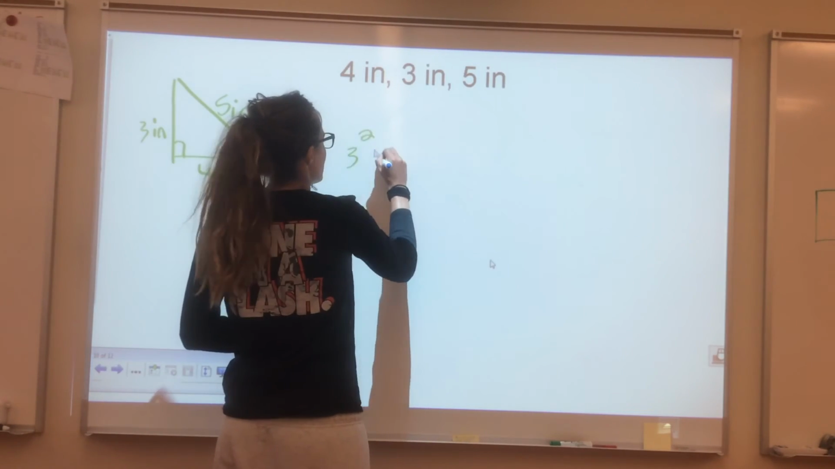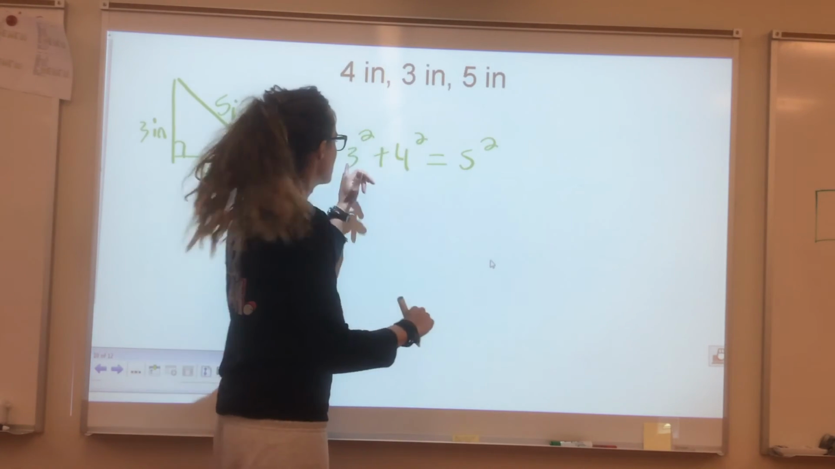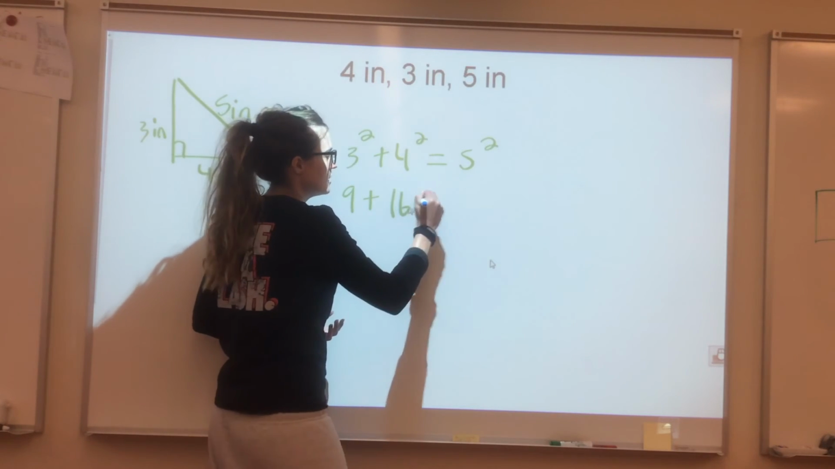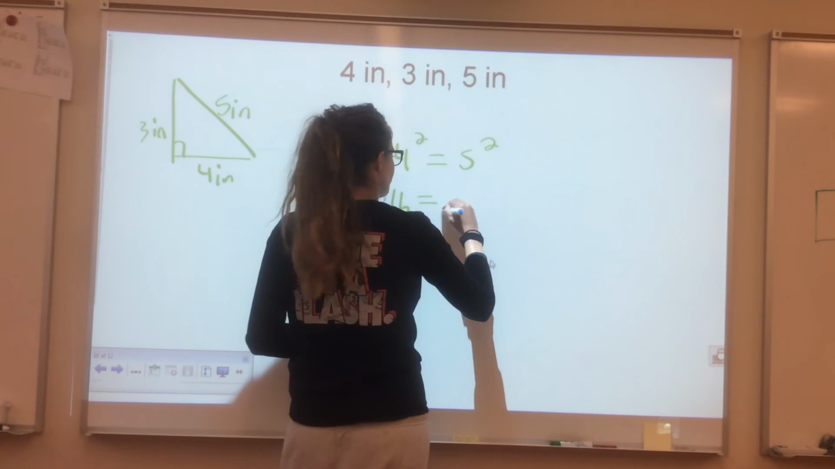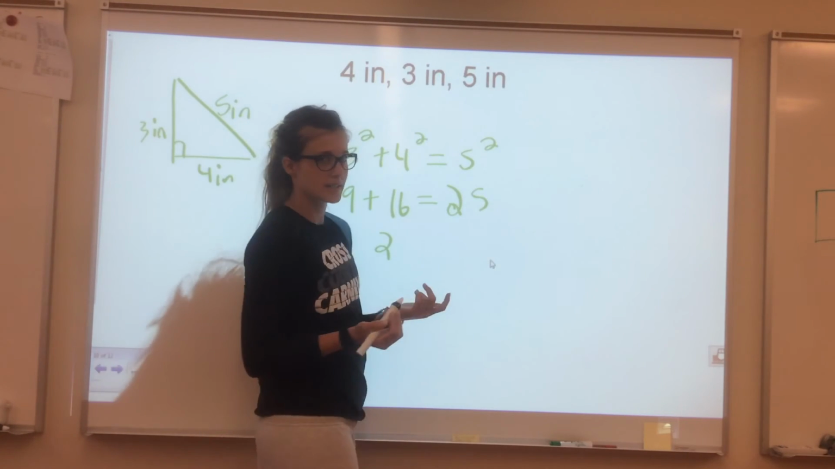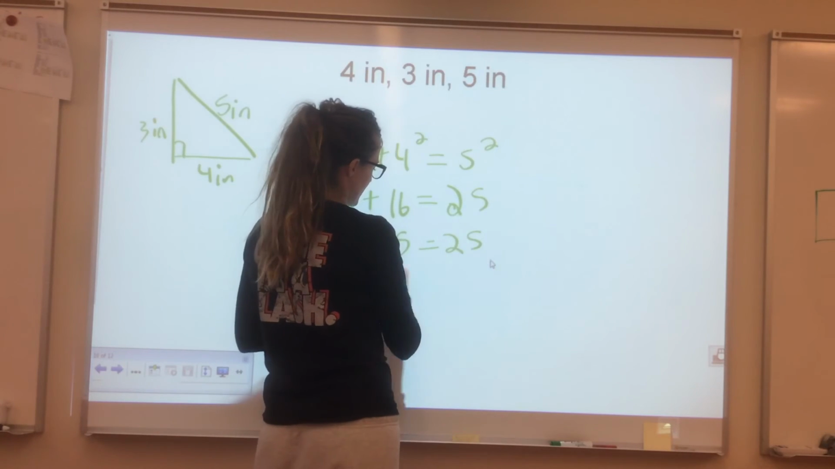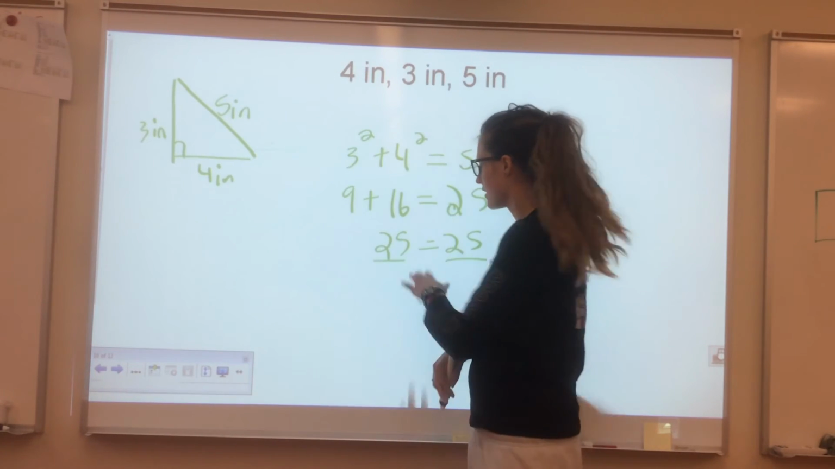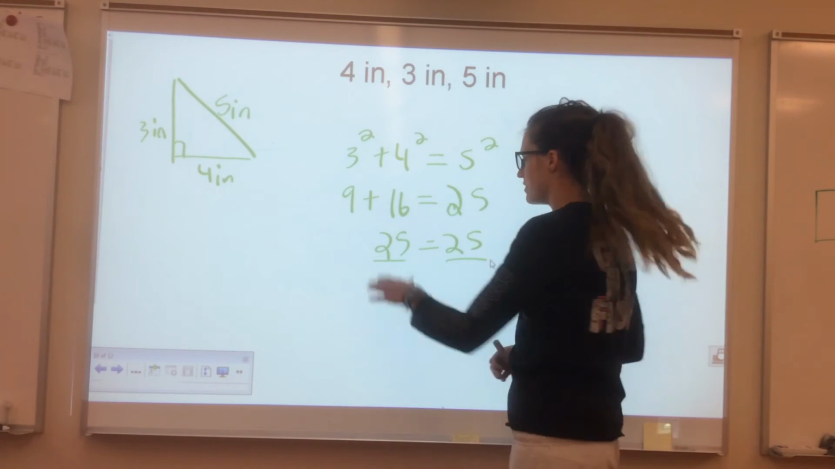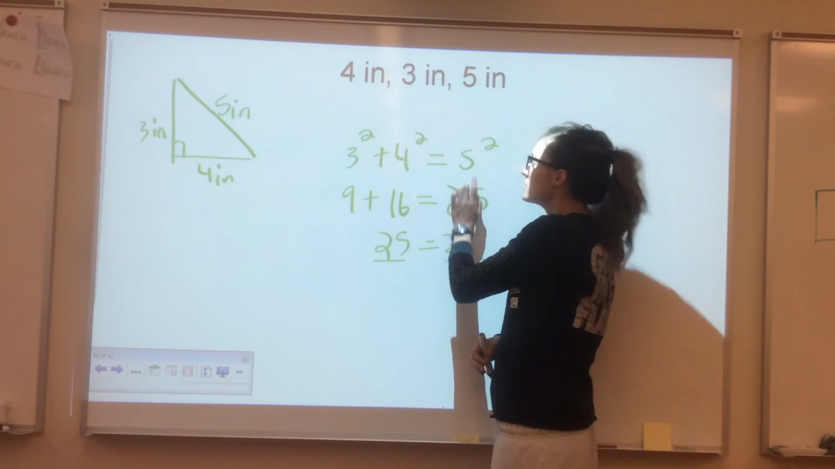We're just going to do 3 squared plus 4 squared equals 5 squared. And now we're going to square the numbers. 3 squared is 9. 4 squared, 4 times 4, is 16. 5 squared is 25. Next, you add these two together, which is 9 plus 16 is 25. That equals 25. They equal each other. They are the same number, so that creates a right triangle. Pretty easy. You just see that when these sides added together after being squared equal the hypotenuse after it's squared.